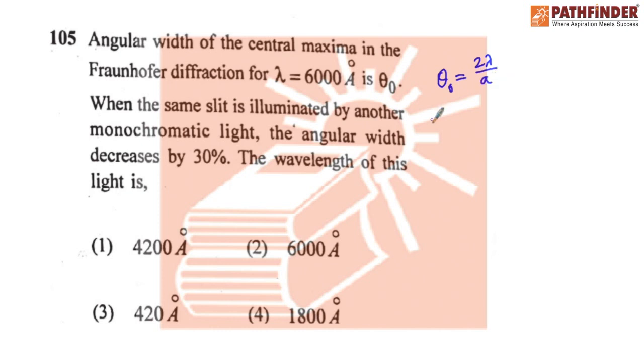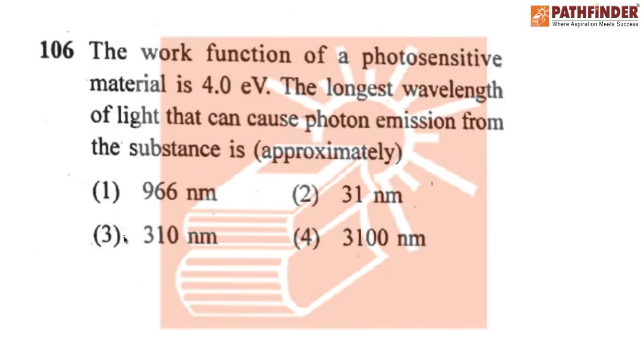It is given. And for the next case, it decreases by 30%, so it becomes 70%. 0.7 theta naught is equal to the new 2 lambda prime by a. So clearly lambda prime is equal to 0.7 lambda, which, by putting the values, is equal to 4200 Angstrom. So option number 1 is correct. We are going to the next one.